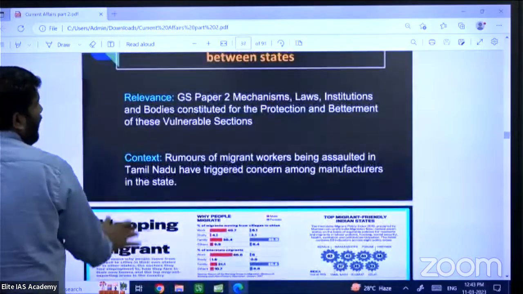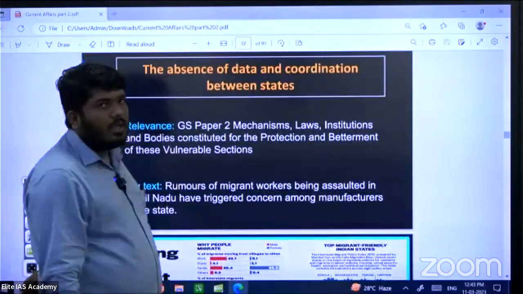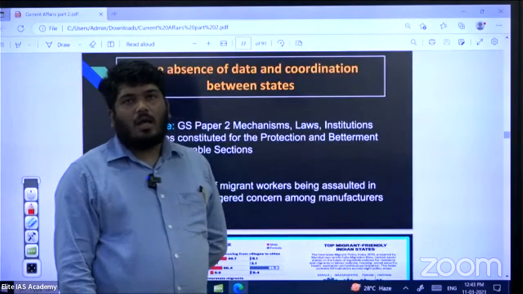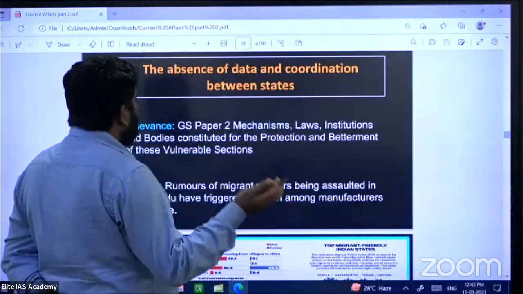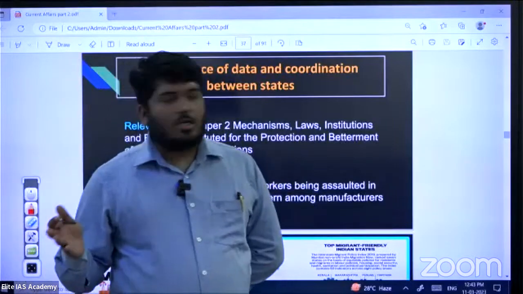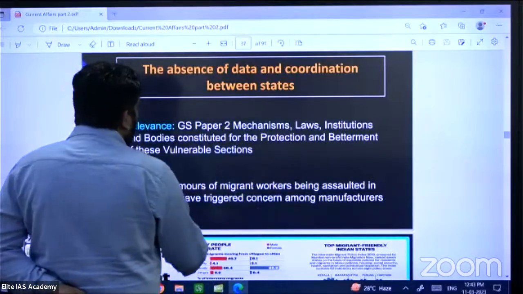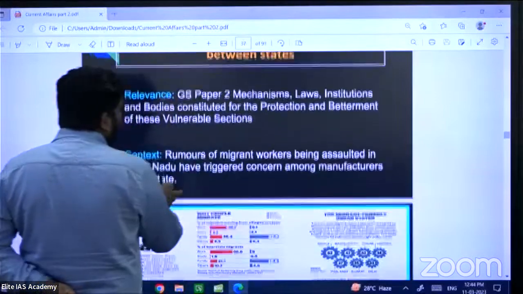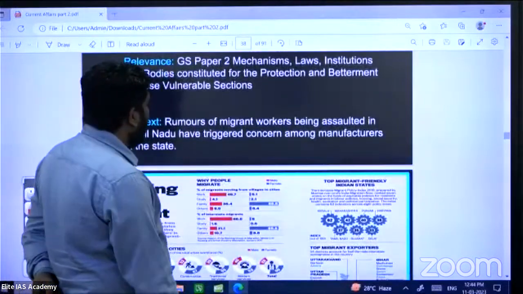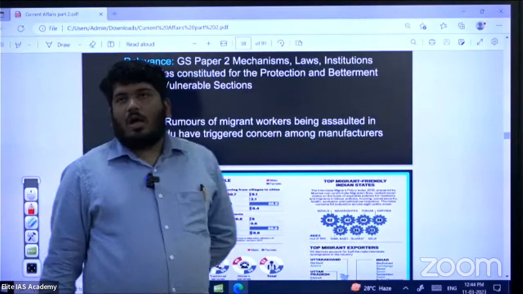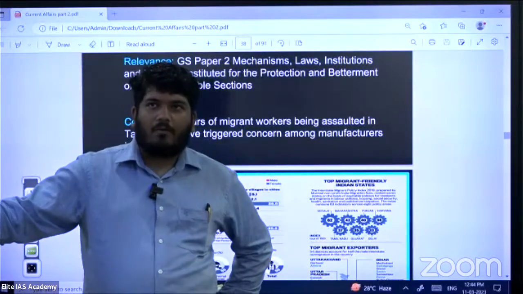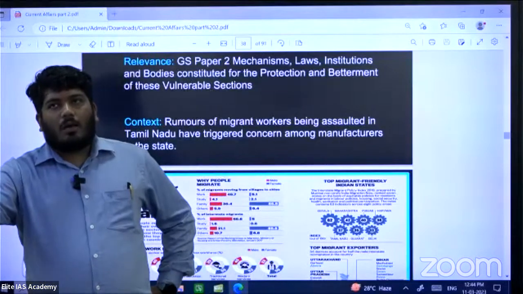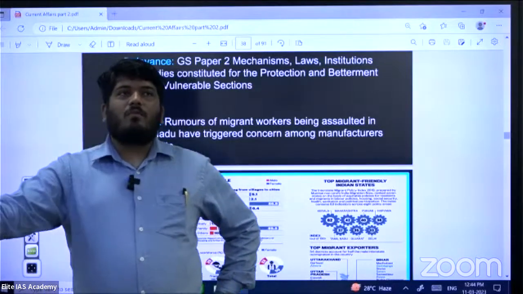Okay. Now coming to our last topic for today, migration data. What is migration data? It is the data on how many people have migrated from one state to another. Migrant workers being assaulted in Tamil Nadu triggered a concern about manufacturing in the state. You might have already read that this was a rumor. There was no such incident. But yes, it happened sometime long back.